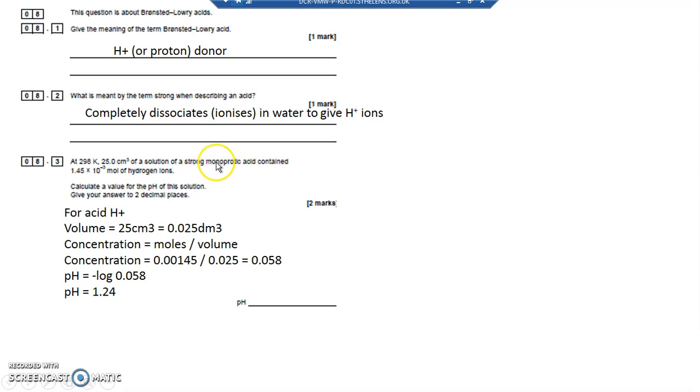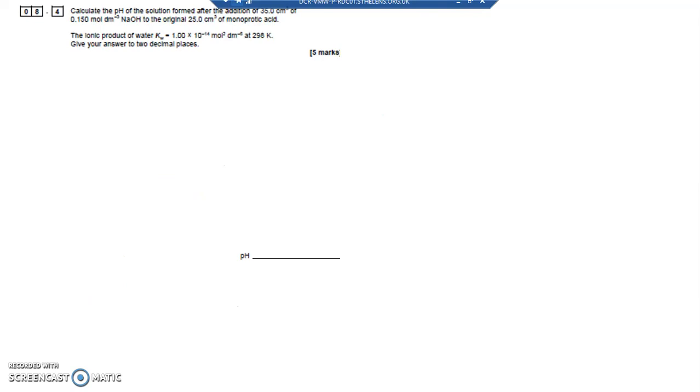Monoprotic just means that 1 mole of the acid makes 1 mole of H+, something like hydrochloric acid or nitric acid, unlike something like sulfuric acid where 1 mole of the acid makes 2 moles of the H+, a diprotic acid.